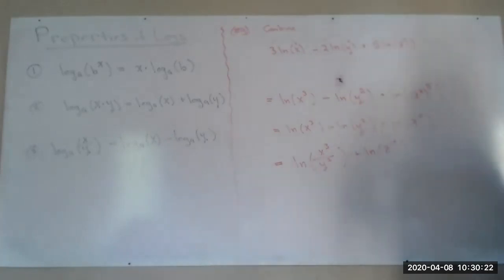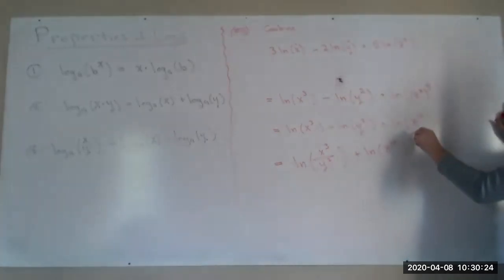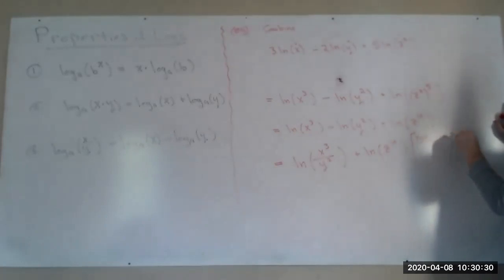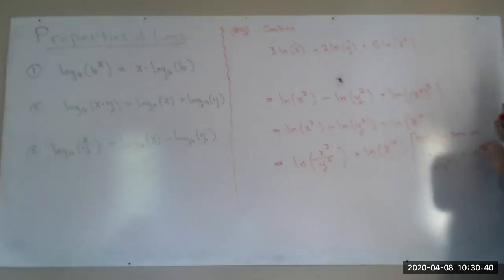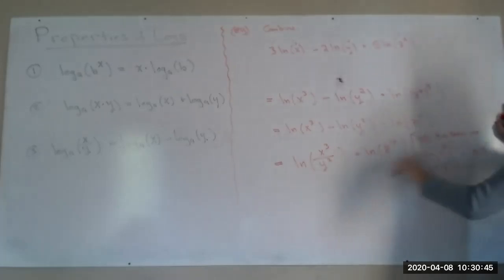Note this is not the same as, and this is a mistake I see all the time, so please hear me when I say this. This is not the same as ln of x cubed divided by ln of y squared plus ln c to the 10. This is not the same as this. Totally different animals.